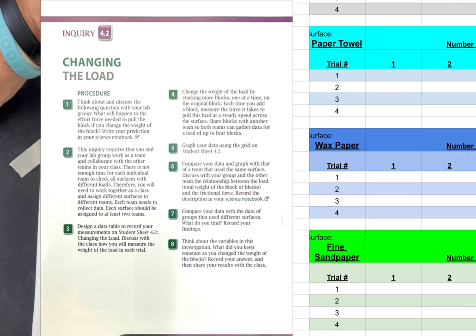Number 8 says, what did you keep constant as we change the weight of the blocks? Think about the things that you need to keep constant because we're changing the load. So what are the factors in the experiment that need to be constant? Pause the video and add that in your science notebook.